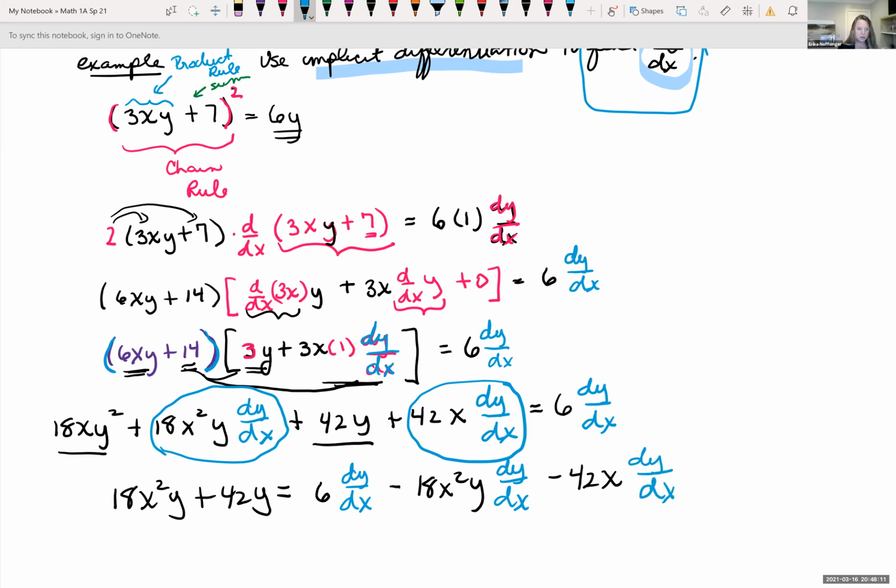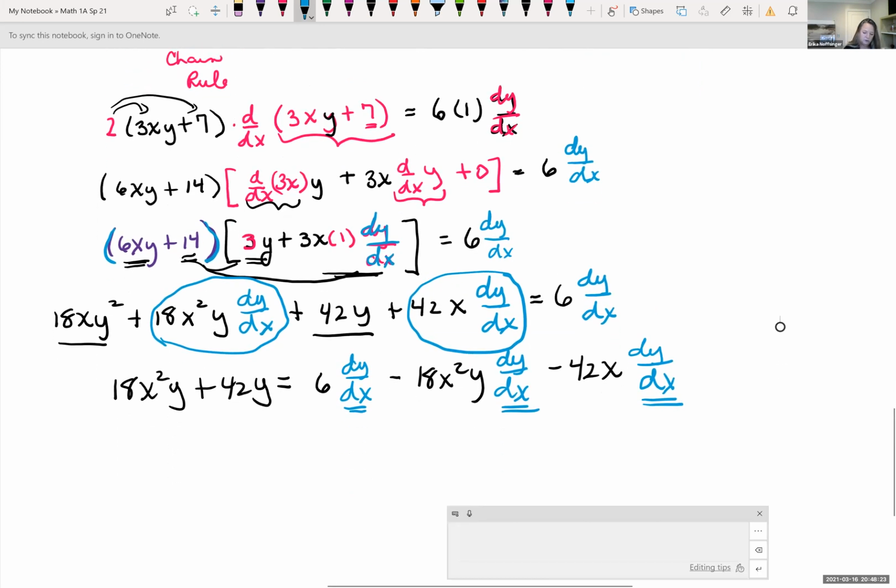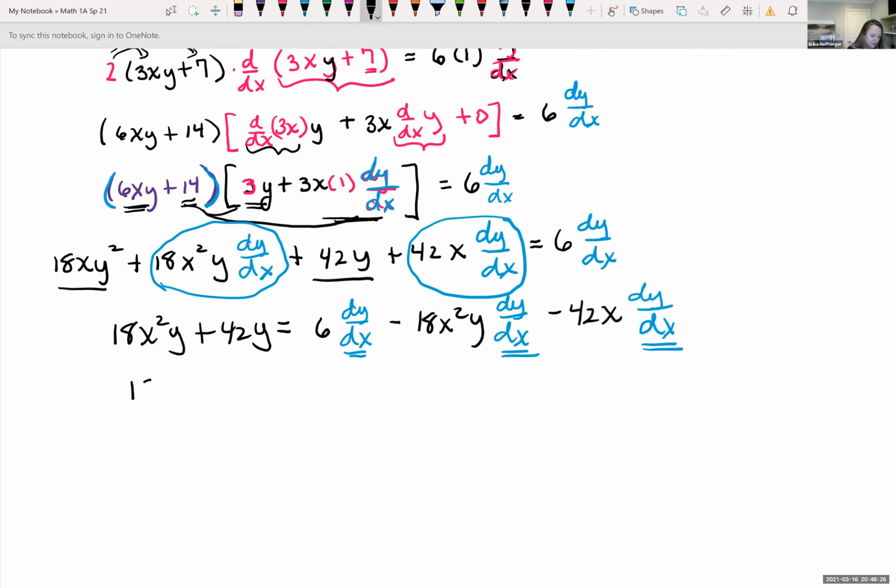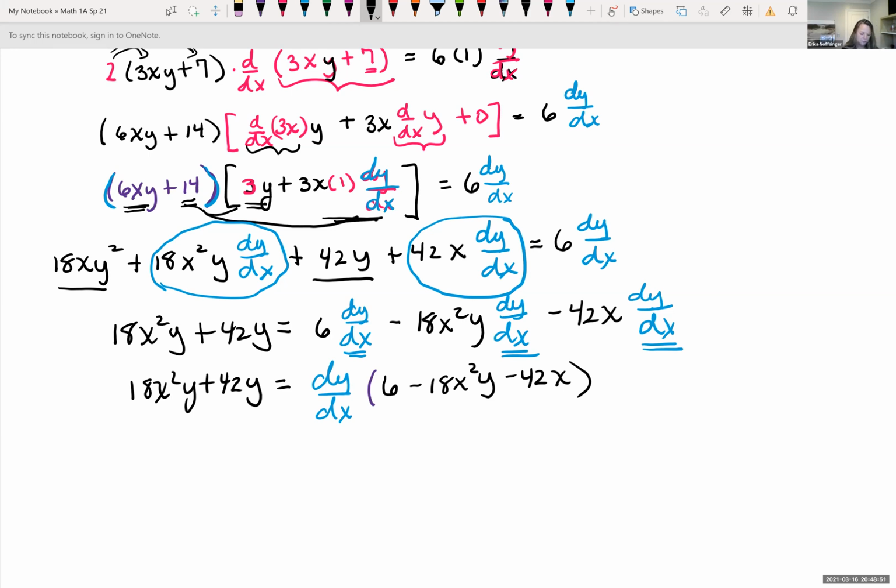Once you've isolated all the terms on one side of the equation that have the dy/dx, we're just going to factor that out. The trick is to factor that out of all the terms. I still have to write down the other side: 18x squared y plus 42y is equal to, pulling out dy/dx from all the terms on the other side, dy/dx times 6 minus 18x squared y minus 42x. And then now we can get dy/dx by dividing both sides by what's inside that parentheses.